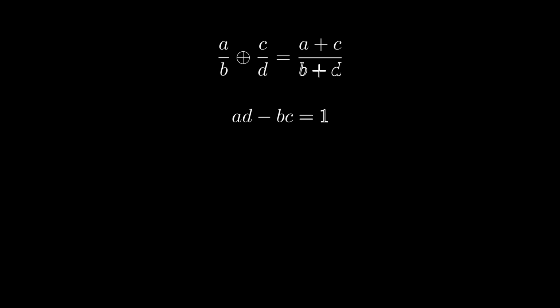But why is the mediant in simplest form in the case that AD minus BC equals 1? Not being in simplest form simply means that there is a common factor in the numerator and denominator. Notice that if AD minus BC equals 1, no matter what integers these variables are, there are no common factors between a and b, a and c, d and c, or d and b.